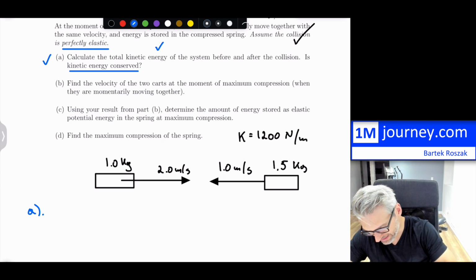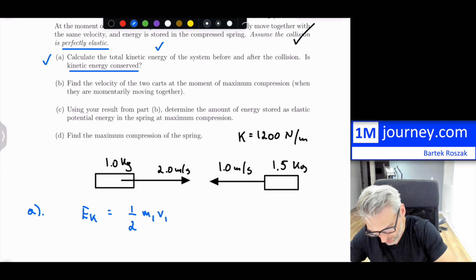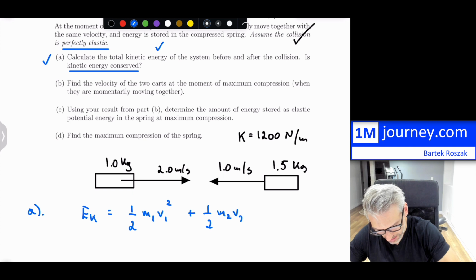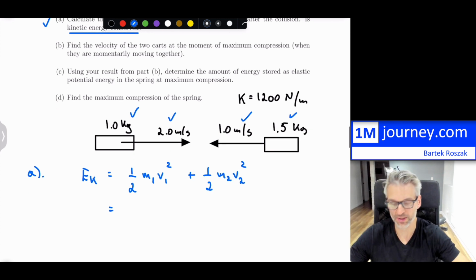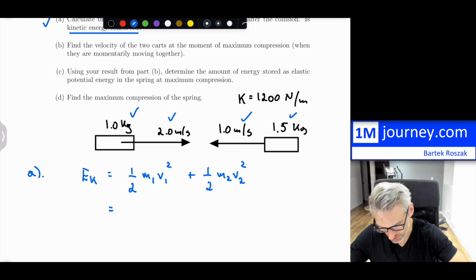Okay, so in that case, kinetic energy before is going to be equal to 1/2 m1 v1 squared plus 1/2 m2 v2 squared. And I have all of these pieces of information, so I'm going to substitute them in and I'm going to get an answer for us. Okay, so let's do that.